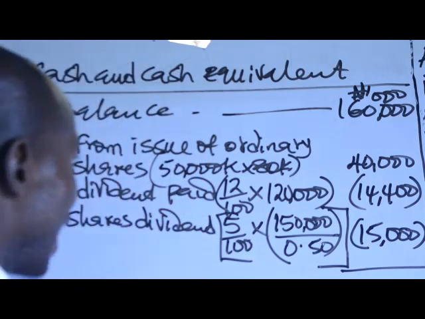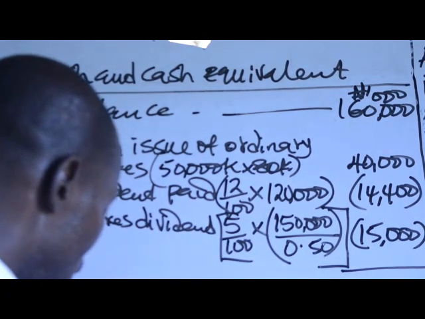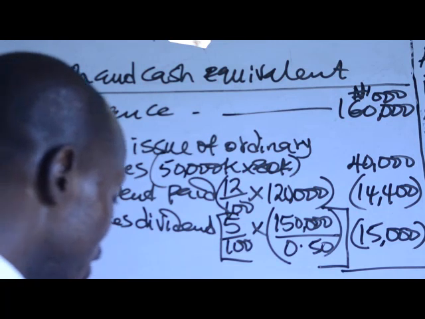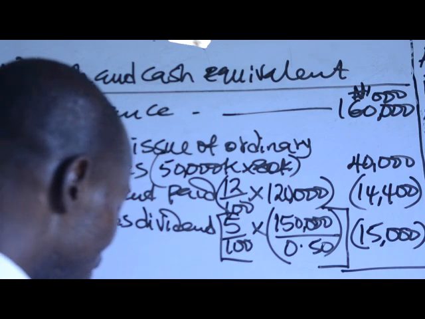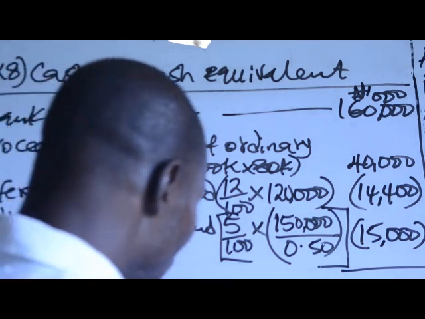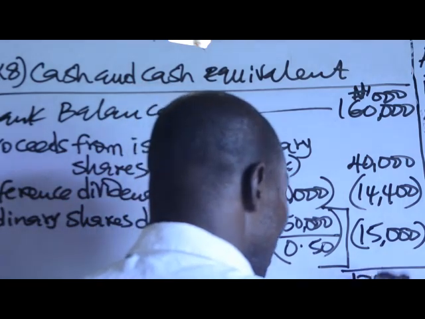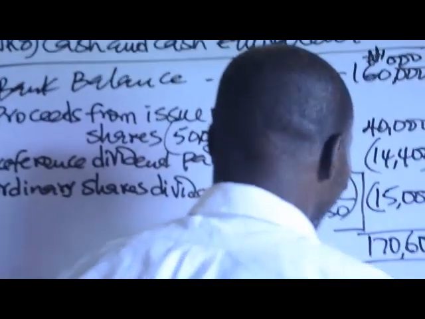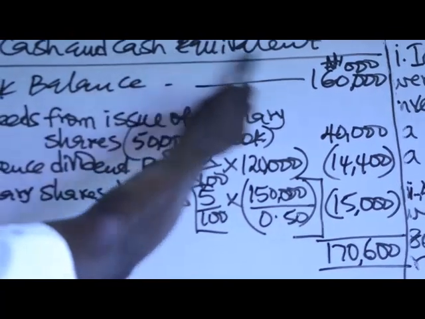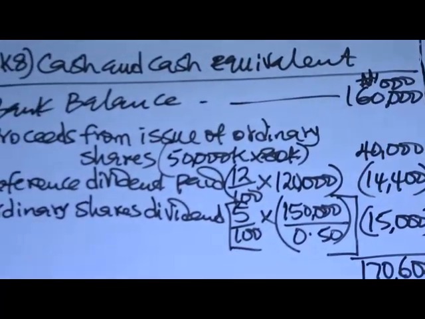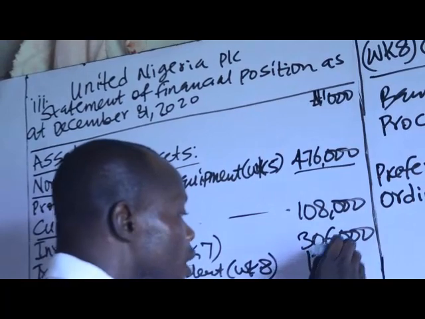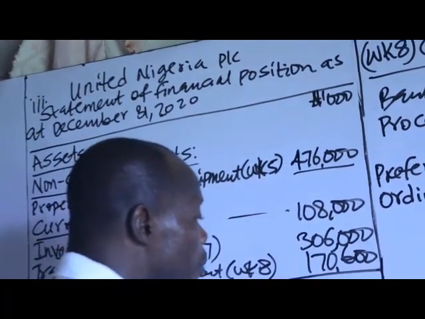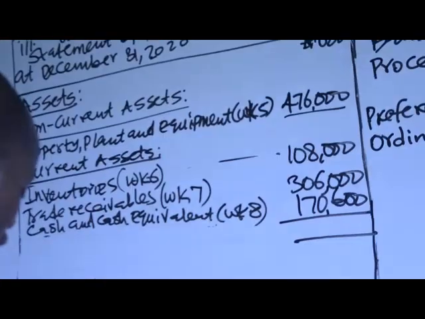Now we have 160,000 plus 40,000 minus 14,400 minus 15,000, which gives us 170,600. Therefore, our cash and cash equivalent is 170,600. So, back to our current assets. Cash and cash equivalent is 170,600.